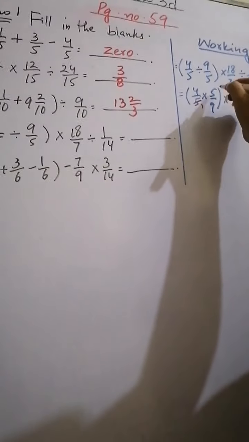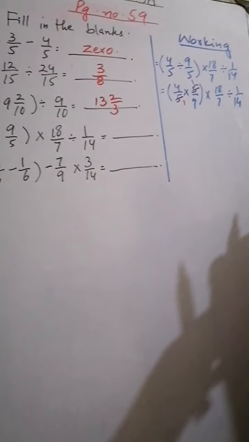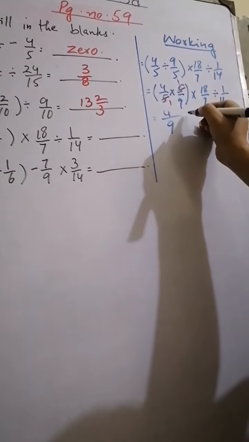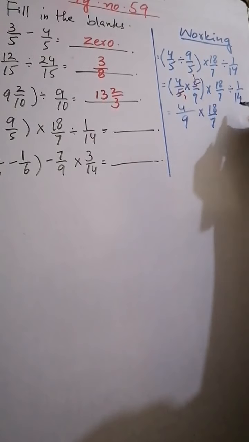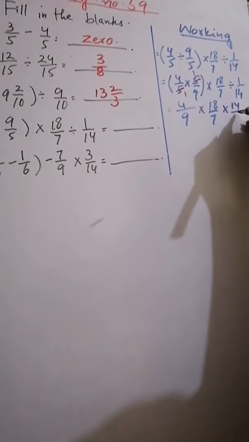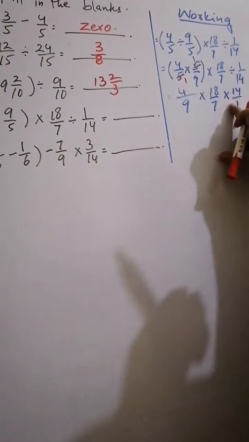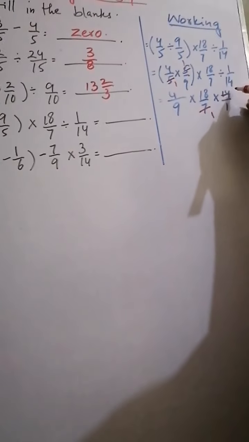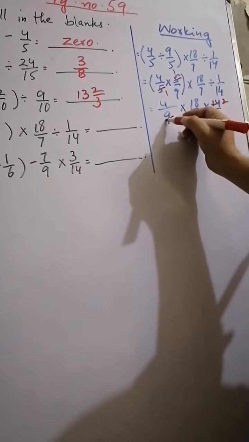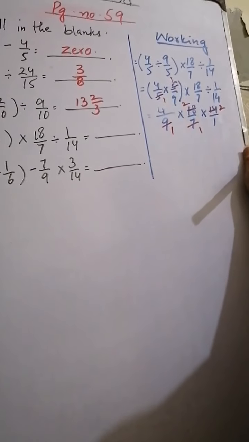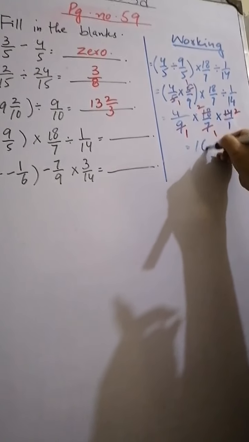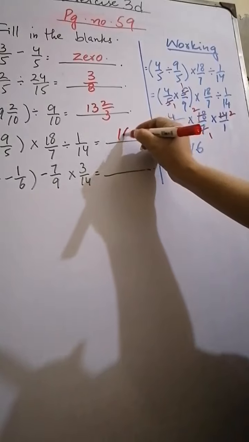Right, now it will be 5 ones are 5, 5 ones are 5. 4 and 9, cutting is not possible. So we will write 4 ones are 4 and 9 ones are 9. Right? So it's 18 by 7 and the reciprocal will be 14 by 1. Right? Now multiplication is here. Multiplication is here. So we will cut like this. 7 ones are 7, 7 twos are 14. So 9 ones are 9, 9 twos are 18. Right? There is no cutting at all. So 4 2s are 8, 8 2s are 16. So we will write 16 is the answer.